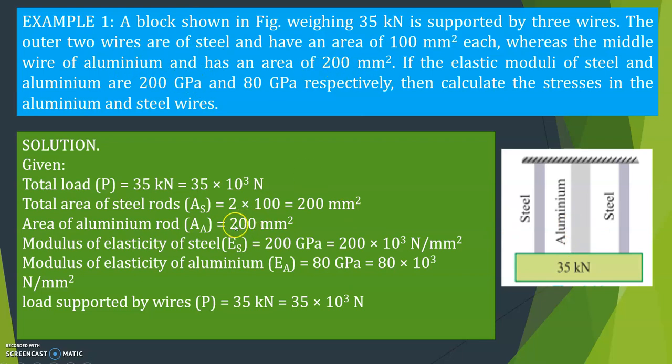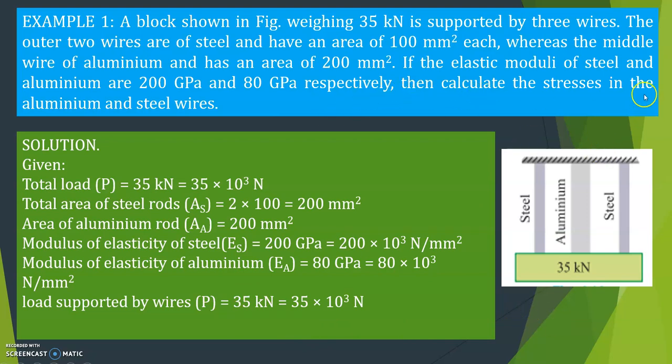That is 200 mm². Then modulus of elasticity of steel, ES, is equal to 200 GPa. It is 10 raised to 9 Newton per meter square. If you convert it into millimeter, it becomes 200 into 10 raised to 3 Newton per millimeter square. Similarly, Young's modulus for aluminium is 80 GPa, that is 80 into 10 raised to 3 Newton per millimeter square. The load supported by the wires, that is the total load, is equal to 35 into 10 raised to 3 newton. How can we calculate?